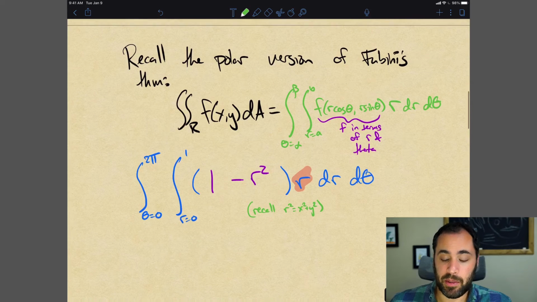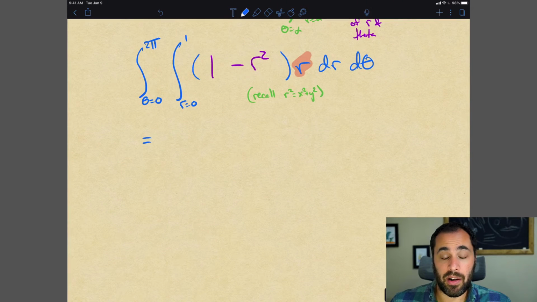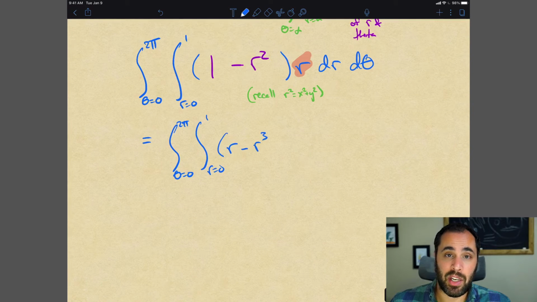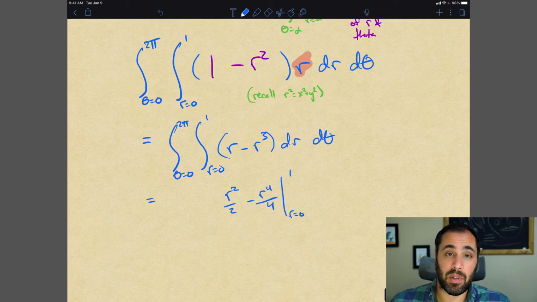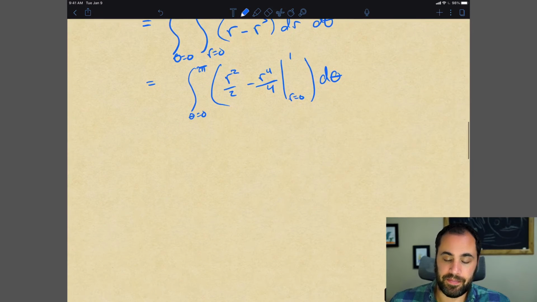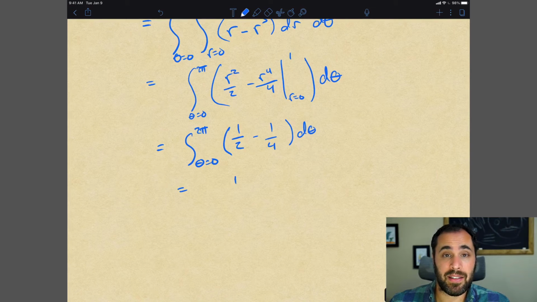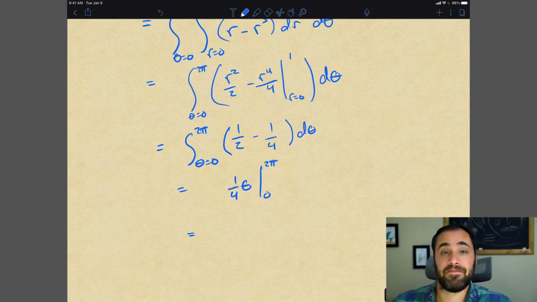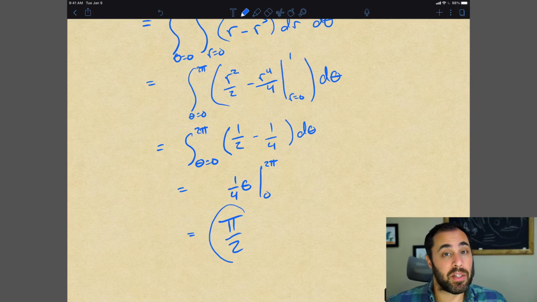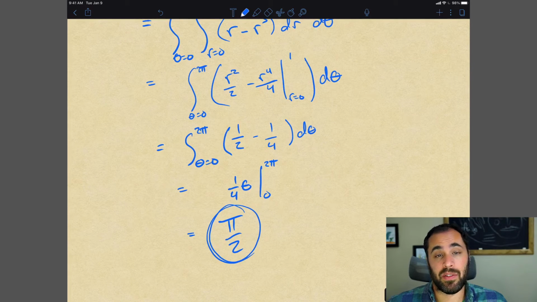And this is much more manageable. We can distribute that r. We can anti-differentiate with respect to r. Plug in the r bounds, 0 to 1. We can anti-differentiate with respect to theta. Plug in the theta bounds, and we see that our answer is pi over 2. So much, much nicer. We didn't have to deal with any of those terrible square roots in the integral before. You could do it. You would need to use trig substitution. I'm not interested in doing that. So let's look at a few more examples.